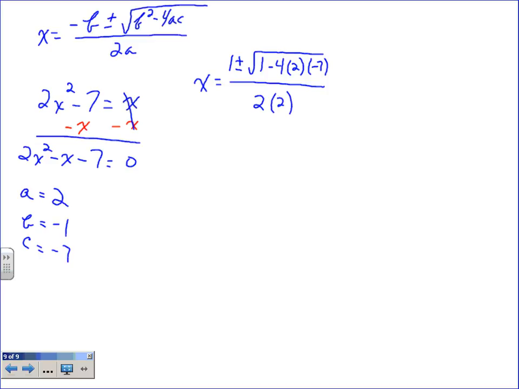So I'm going to do underneath the square root first. Trust me, it's going to make your work a lot easier. So it's going to be 1 minus 4, please use parentheses, times 2 times negative 7, and you're going to get 57 underneath the square root sign. So my answer is 1 plus or minus the square root of 57, all divided by 4.